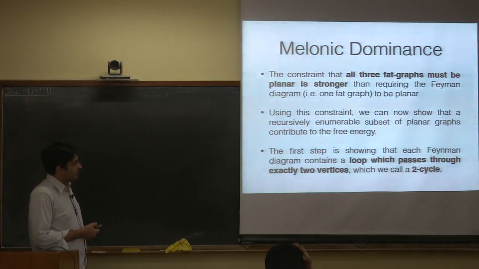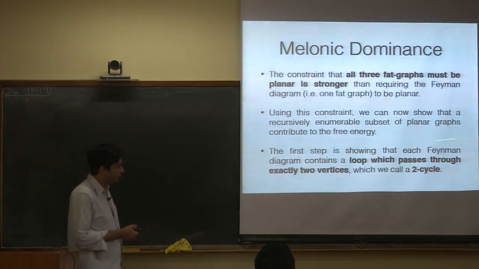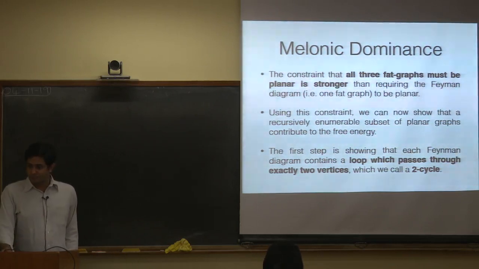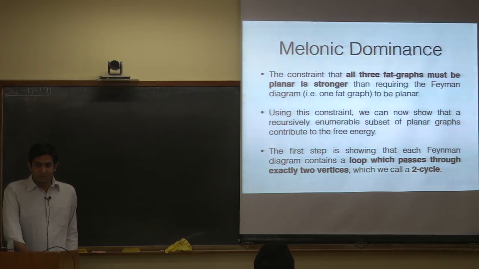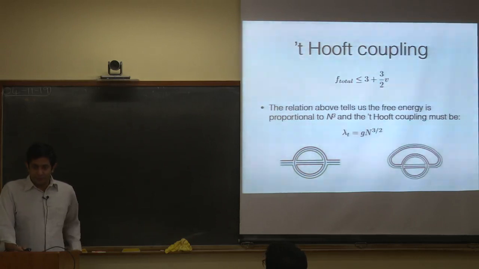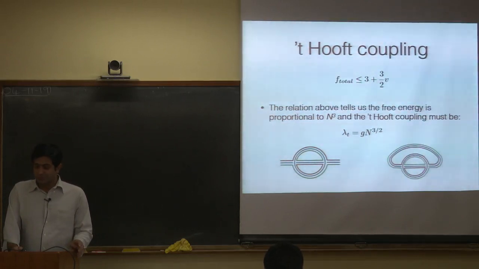So to show now that we can recursively enumerate it, first step is to show that each free energy Feynman diagram contains a loop which passes through exactly 2 vertices. Sorry, yeah, if you don't impose this maximal MST here, then the n would be allowed to be more or less. It could increase, right? It could be more than that. I don't understand. If you draw diagrams with something that is non-MST, then would they be suppressed necessarily compared to?